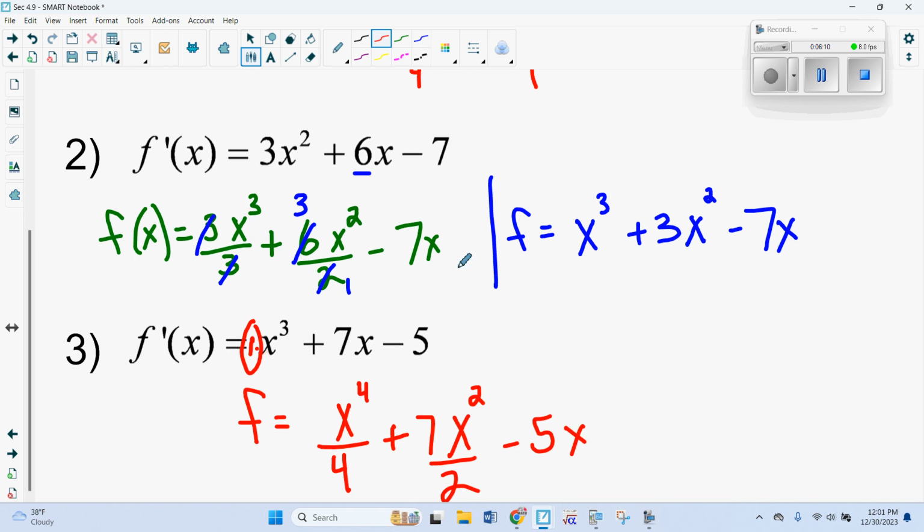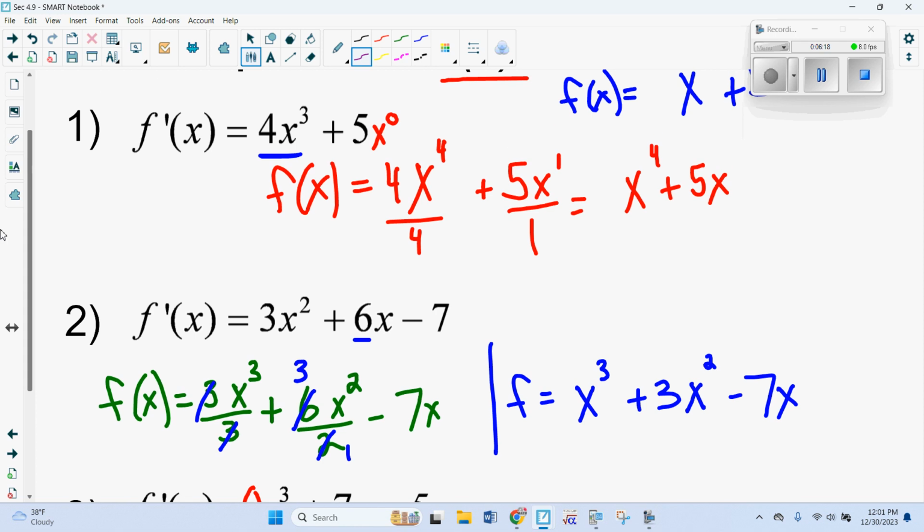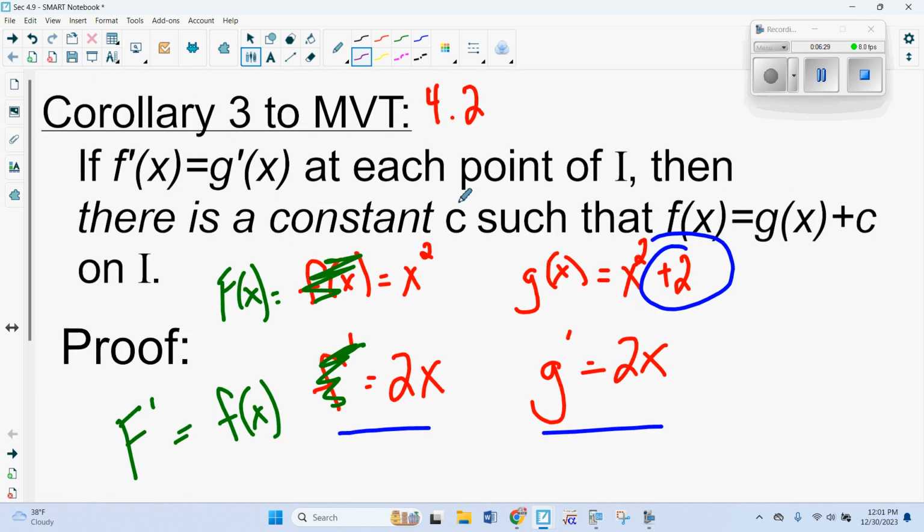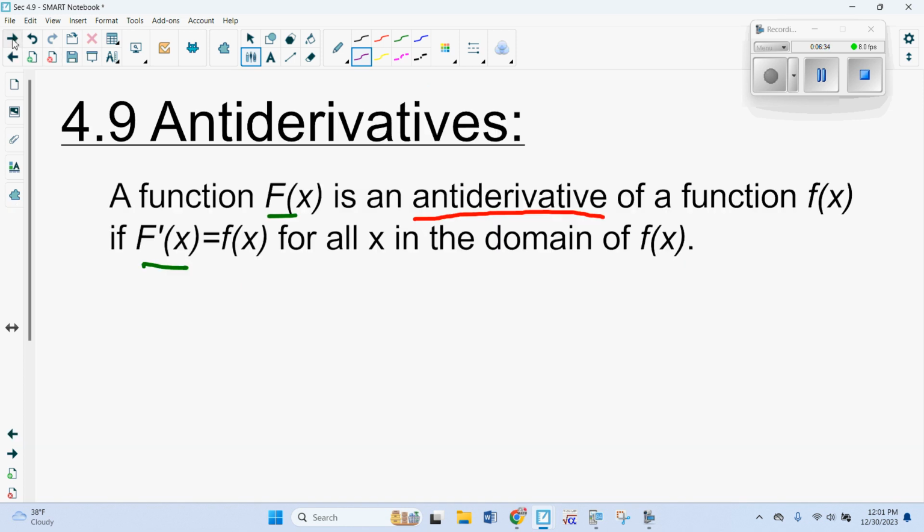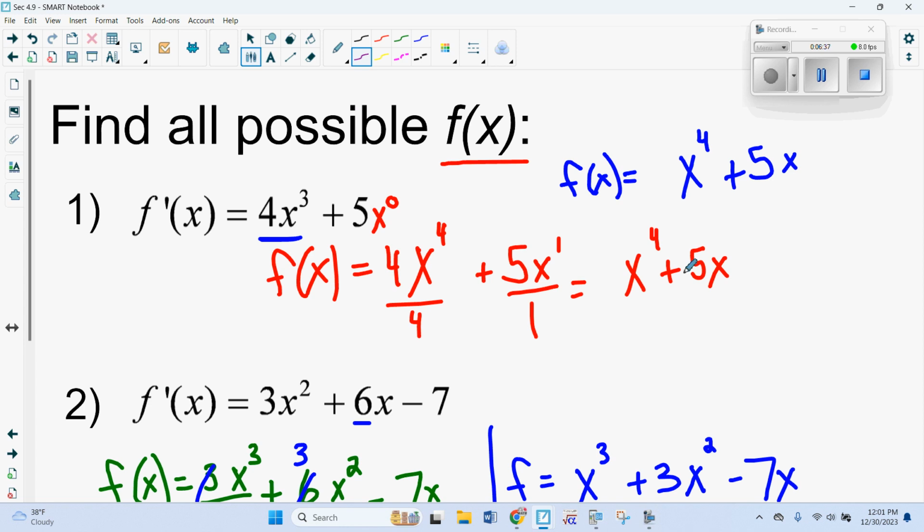Now, one thing to consider on all of these is we've actually done all of these incorrectly, because this is not the only function that has that derivative. By our earlier mean value theorem, we have to contend with there's a possibility there could be a constant there and have the same derivative. So the antiderivative is not x to the 4th plus 5x, it's x to the 4th plus 5x plus c. So this is our antiderivative.